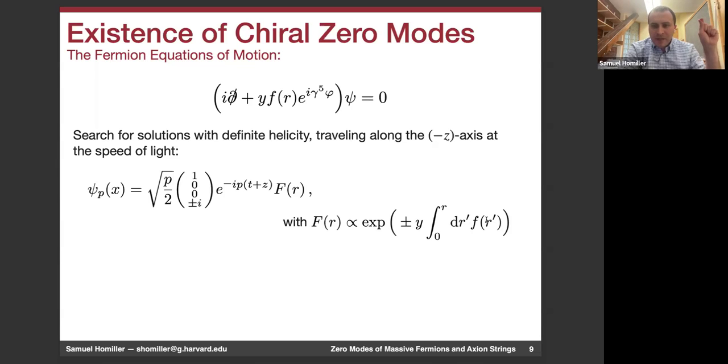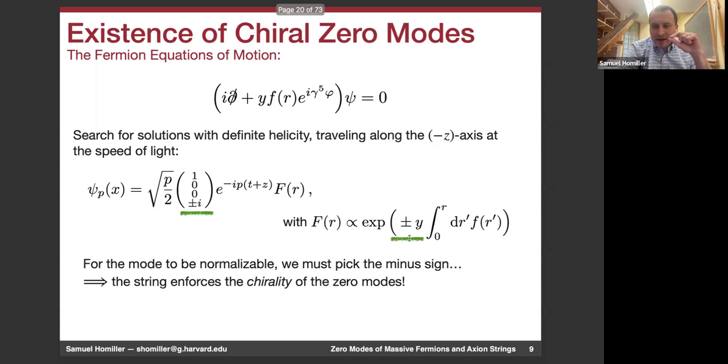But for these to be solutions and be really zero modes, they have to be normalizable. That's the one other condition: I write this in, and then I ask that F has to satisfy a normalization condition for these to be really particle solutions to the field equations. And that picks out the minus sign in this exponent here. And this plus minus here is correlated with the plus minus here.